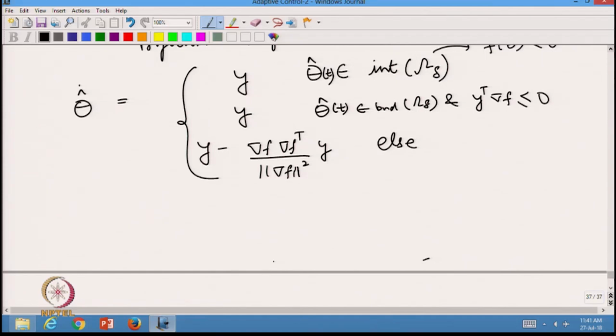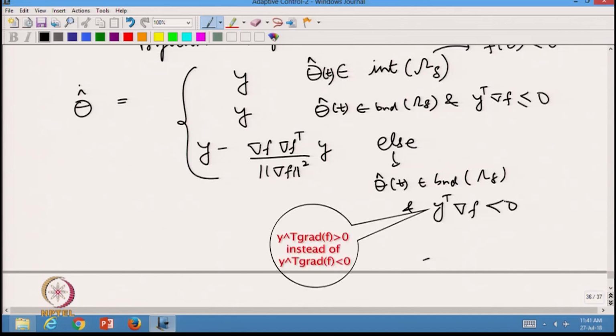So, what is this else condition? This is the condition where theta hat of t is on the boundary of gamma delta and y transpose del f is less than 0. Okay.